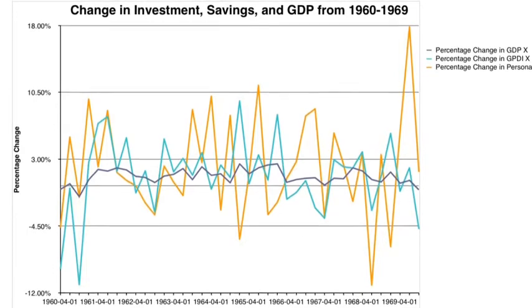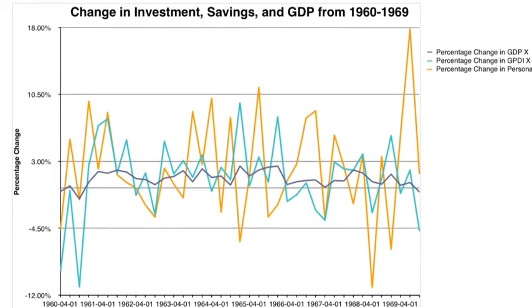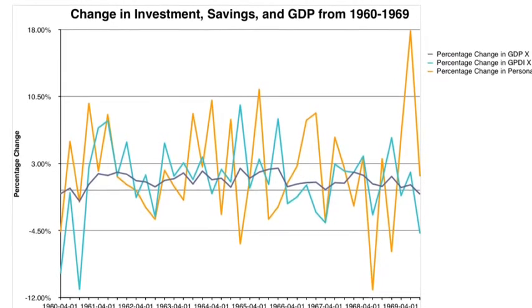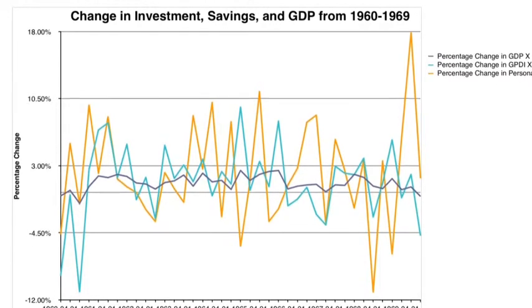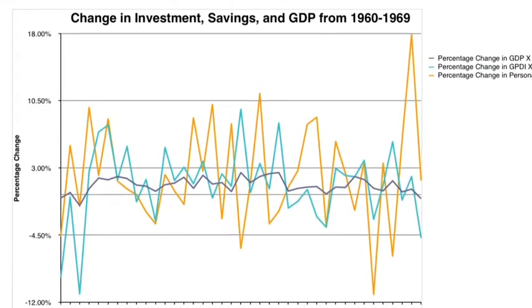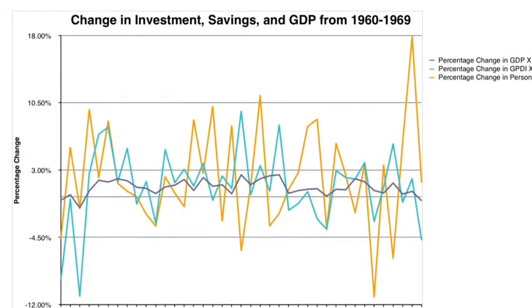Throughout the beginning of the decade, we can see that the variables are coincident. However, from the middle point onwards, we can see that they begin to lead and then lag with GDP.